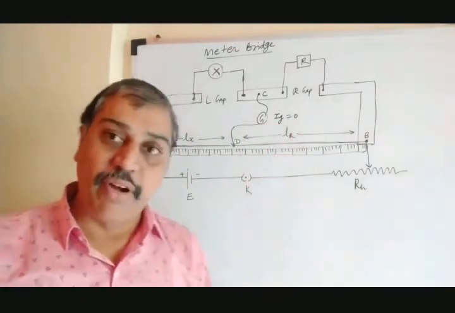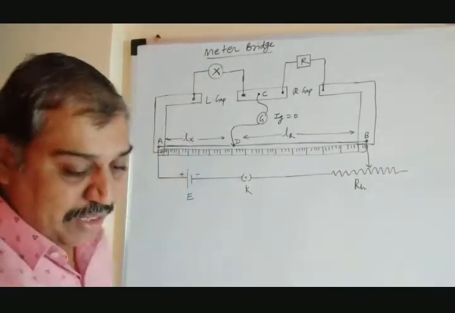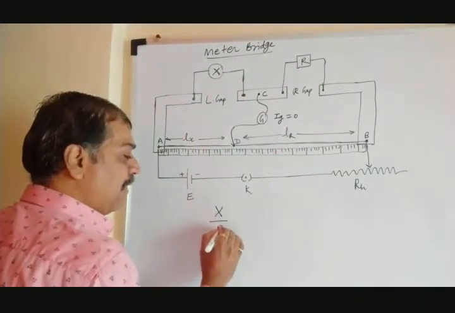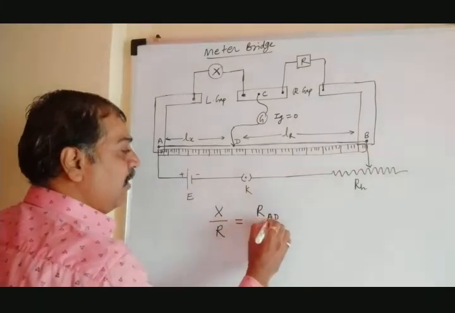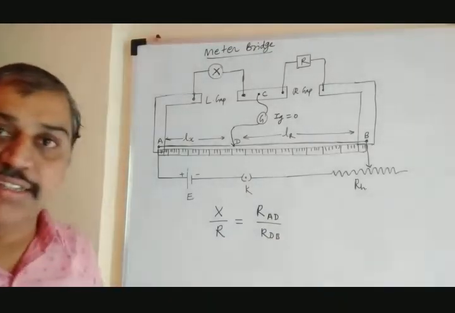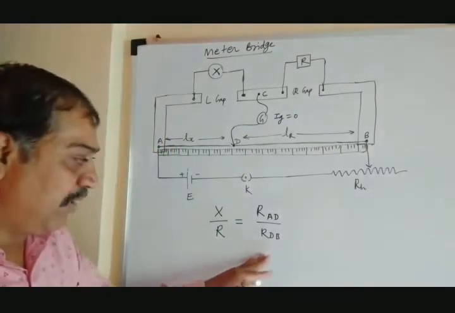Now what is the condition for the Wheatstone network? P by Q equal to S by R. Same condition we have to use. So X divided by R equals the resistance of wire AD divided by the resistance of wire DB. So this equation we get.